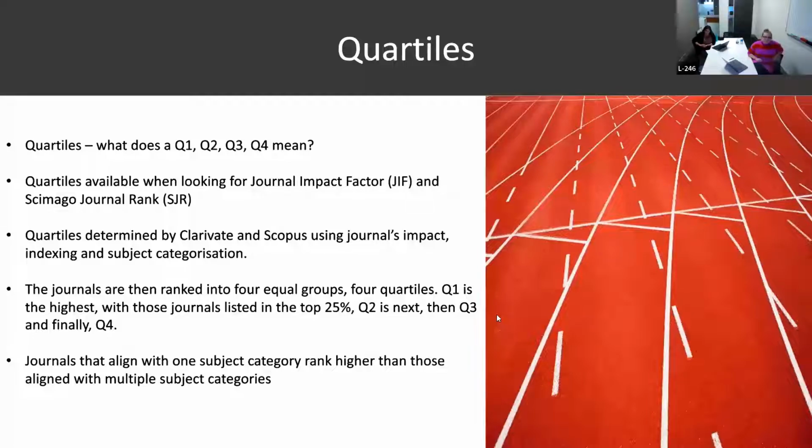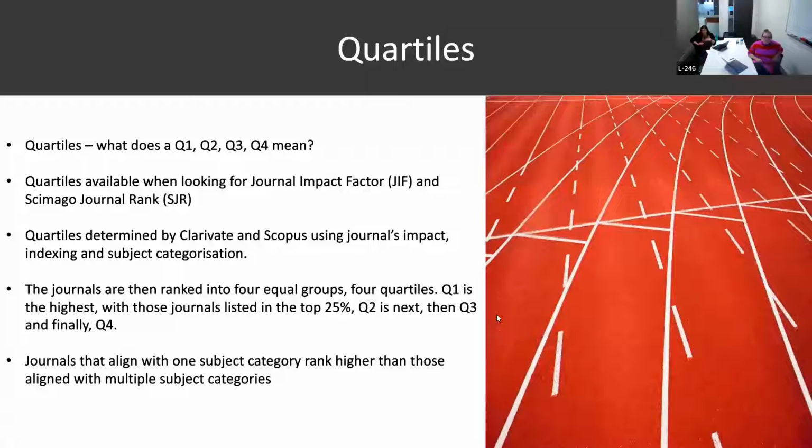Quartile 2 will be the next 25%, Q3 the 25% after that, and then Q4s. But we also wanted to note that the journals, you'll see that when we demonstrate them, can often sit within multiple categories within the databases.